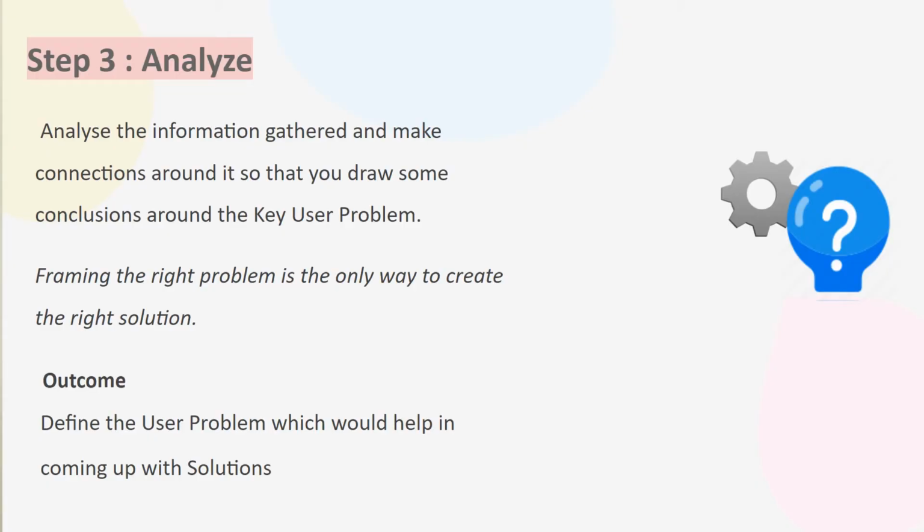Making use of these various UX design tools would help you to analyze, synthesize and present your information in a visual manner, which would help the other person to understand what you're trying to convey to them as well. The outcome is to come up with the user problem. Defining the user problem would help you in coming up with the solution.